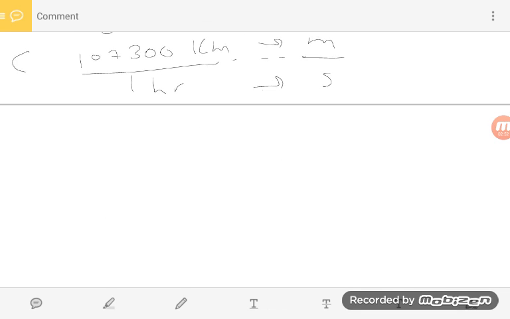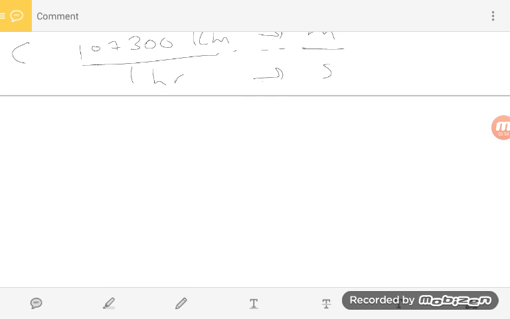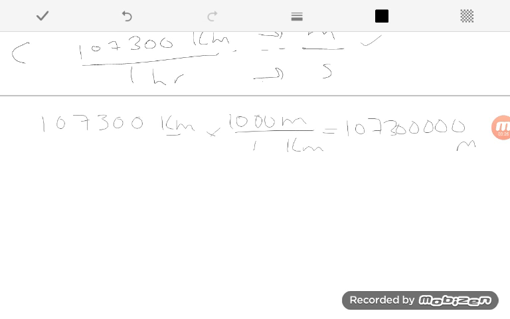So let's scroll down, make some more room here. So the first thing I'm going to do is turn my kilometers into meters. So I have 107,300 kilometers. Kilometers was here, so it has to go on the bottom down here. Meters is going to go on top. 1 kilometer is 1,000 meters. So now I'll have 107,300, and then I have to add 3 more zeros to that. So I have that many meters. Okay, so check on the top. Now I'm going to do it on the bottom.